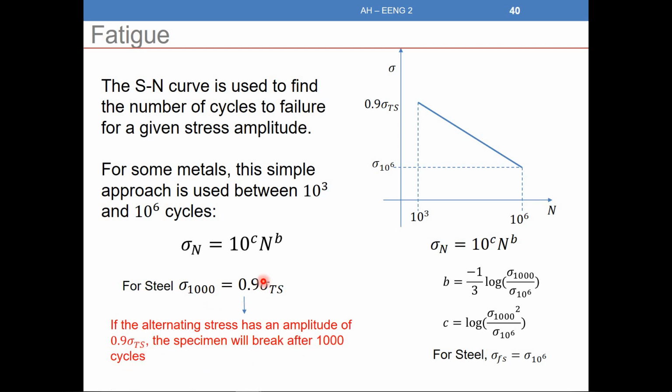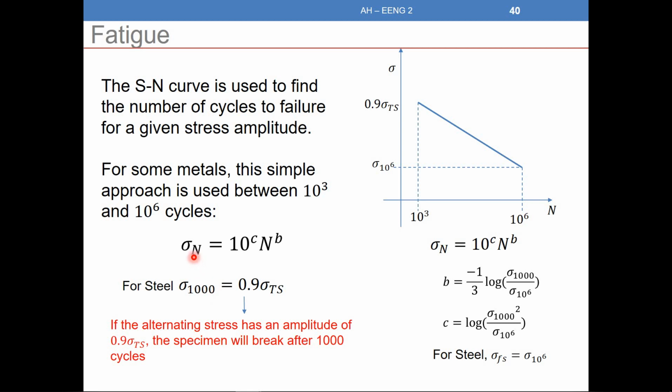So if the applied stress is equal to sigma ts, if it's equal to the tensile strength, the specimen will fracture, because the definition of sigma ts is the maximum stress that can be applied. If I apply a stress of 0.9 sigma ts only one time, the specimen will not fracture because the stress is lower than sigma ts. But if I apply it 1000 times as alternating stress, for steel, the specimen will break, it will fracture. So even if the stress is lower than sigma ts, it will break after 1000 cycles.